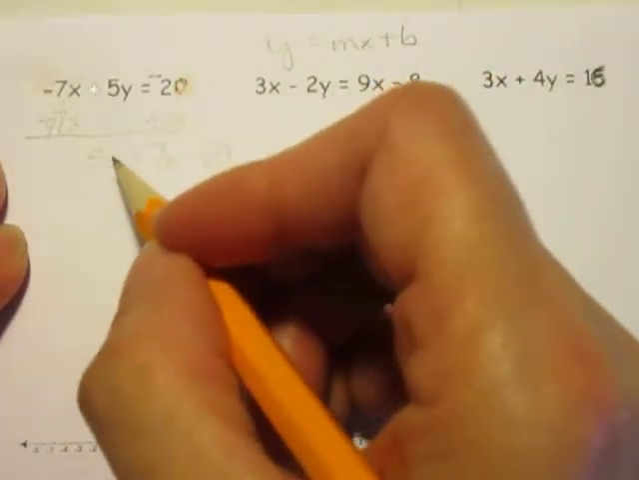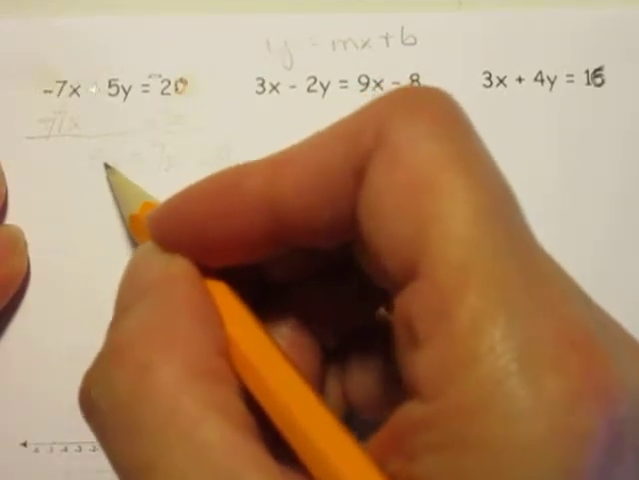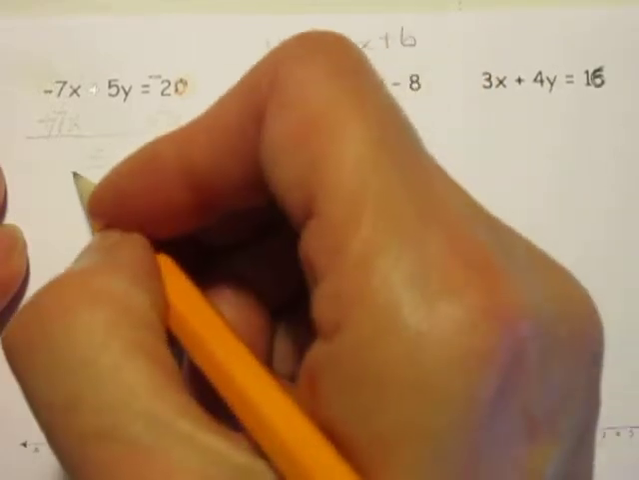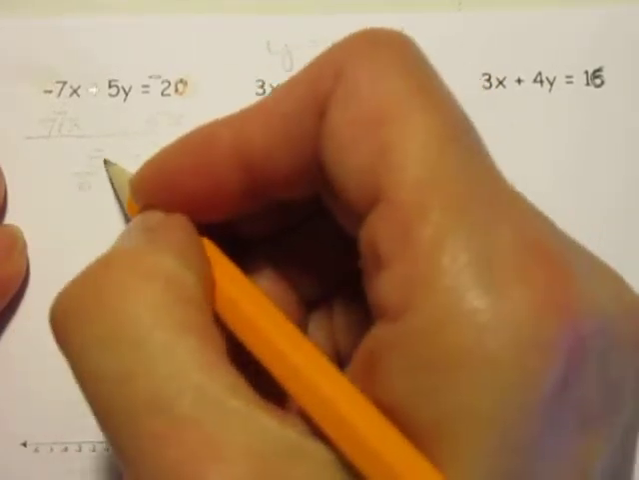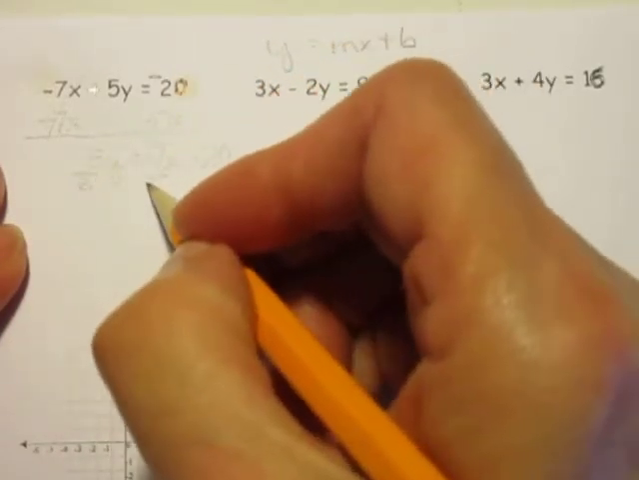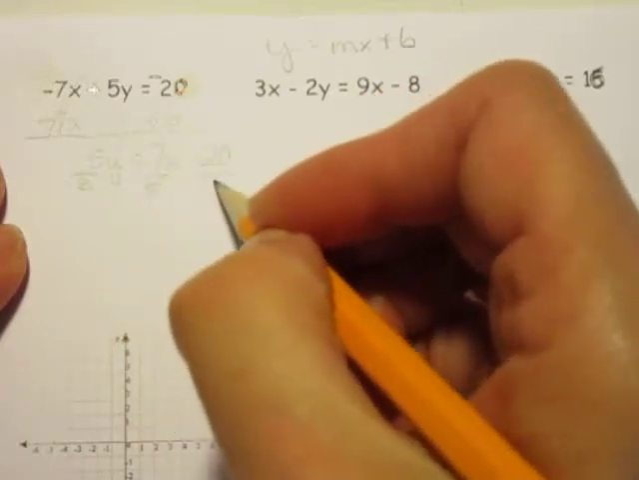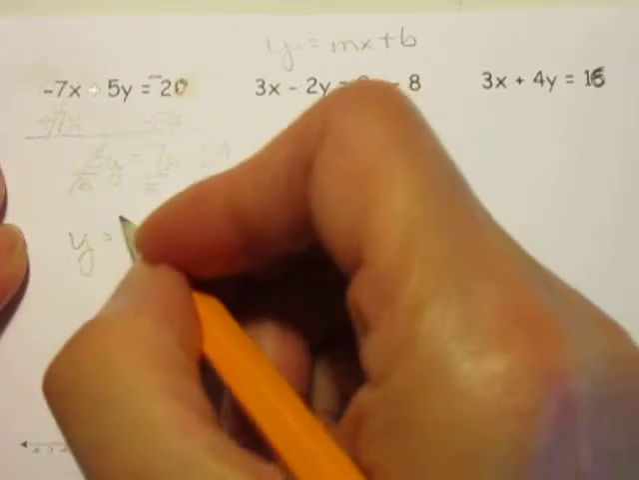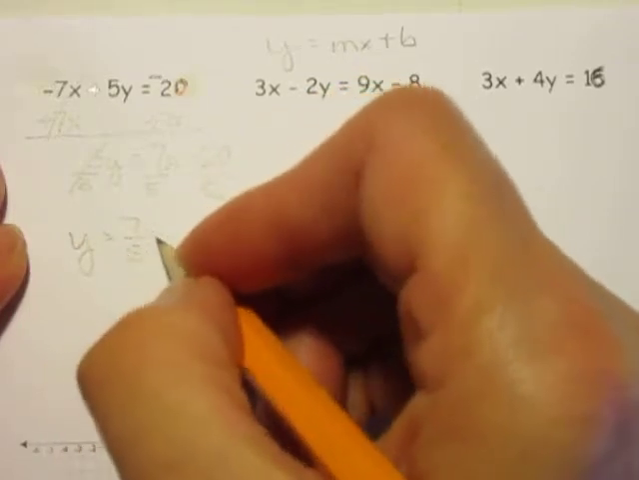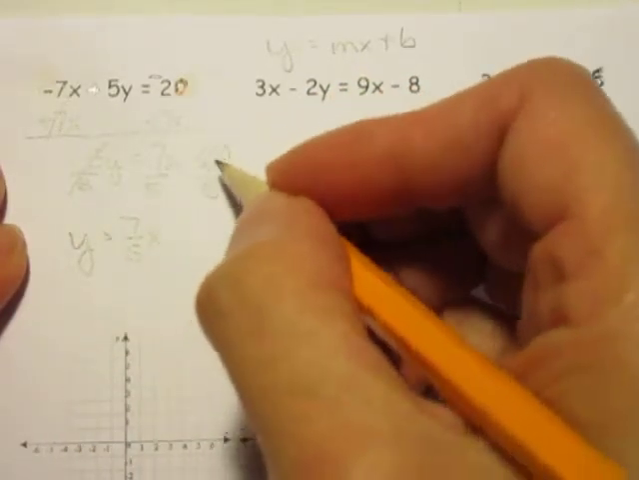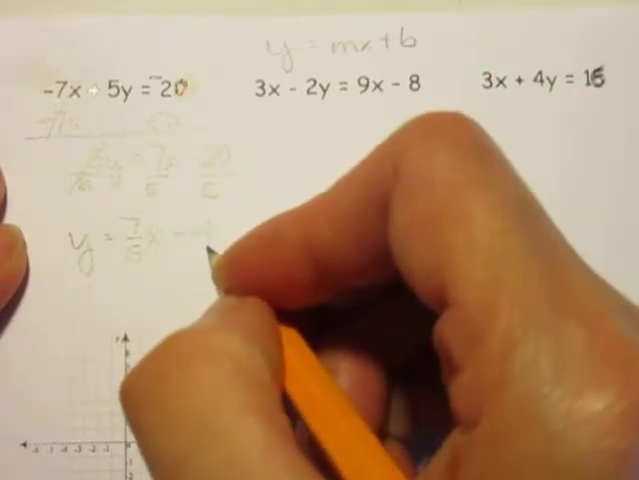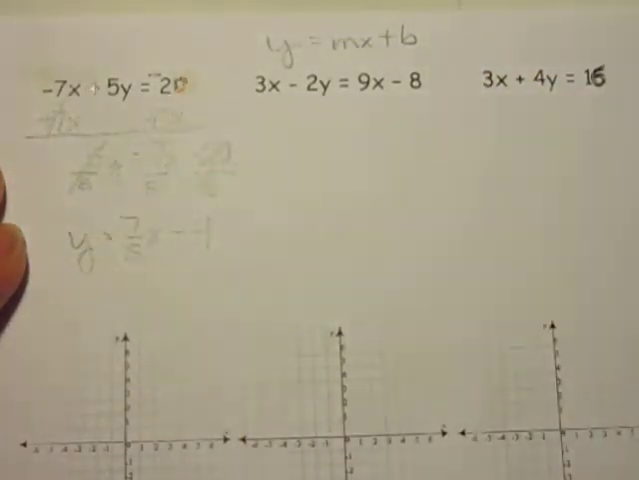We still do not have y isolated. This is 5 times y. We have to think about, how do I undo multiplication? And I do that by dividing. So if I divide that term by 5, I'm going to have to divide every term by 5. So that eliminates. So we have y is equal to 7/5 x, and then we have to simplify this fraction here. 5 goes into 20 4 times, and this is going to be a negative 4. So now we have it in y equals mx plus b format.